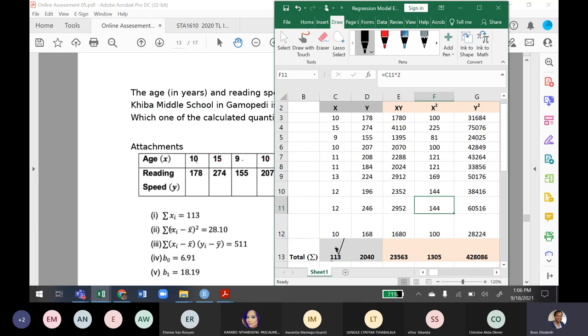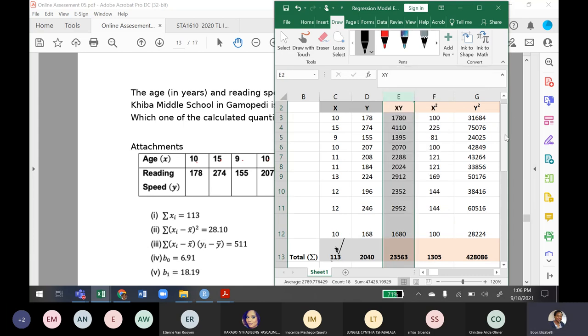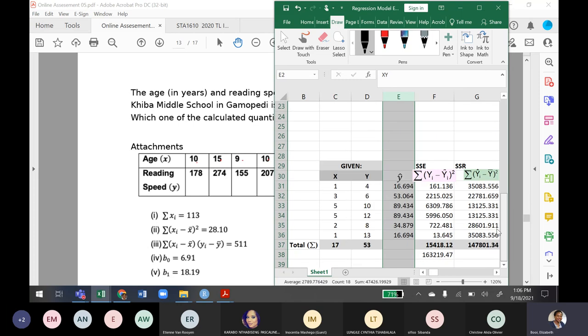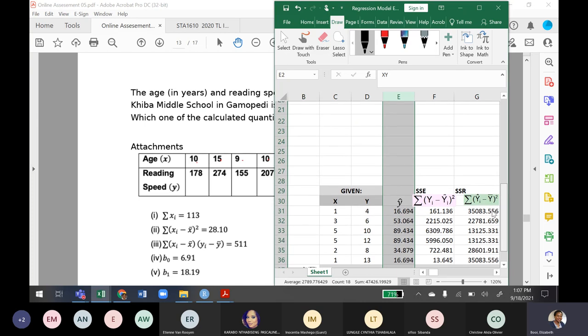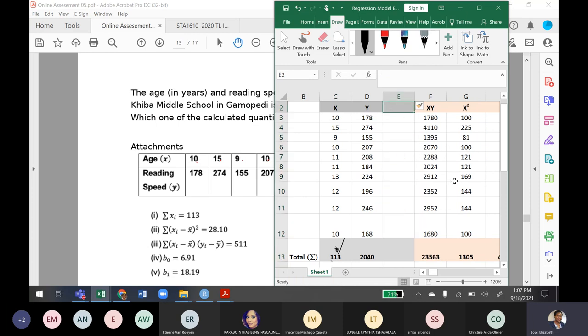Number two says the sum of x minus the mean squared. Oh, we don't have that. No worries. We can calculate that quickly. So I'm just going to add a column there. And I know that I'm breaking some of the things here. What am I breaking here? Okay. I'm not going to break a lot. We can always fix that. So what we need to do here.